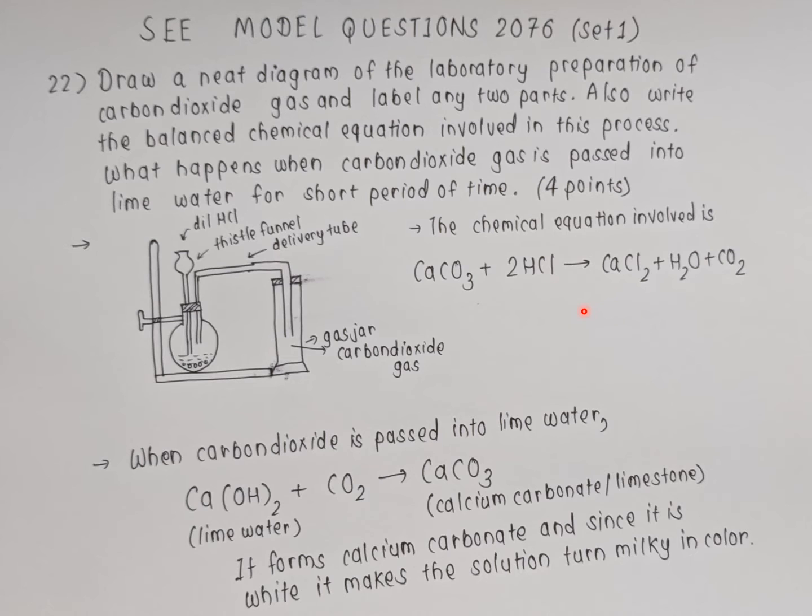This is basically a displacement reaction. Calcium, being more electropositive than hydrogen, takes away the chlorine. When calcium reacts with chlorine, it forms calcium chloride, since calcium has valency 2 and chlorine has 1. Then H and CO3 combine to form H2CO3. It breaks up into H2O and CO2. So this is the reaction where you have carbon dioxide at the end, and this is what is used for lab preparation of carbon dioxide gas.